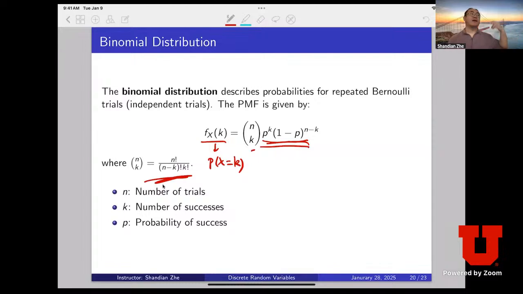If I'm saying k heads, then you have a multiplication of k factors of p. And all the remaining are failures or tails. You have n minus k failures, so their probability will be 1 minus p times 1 minus p times 1 minus p, until n minus k times. So they give you (1 minus p) to the power of n minus k. So this gives us the probability mass function. Any questions regarding this?